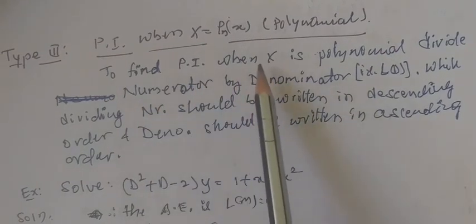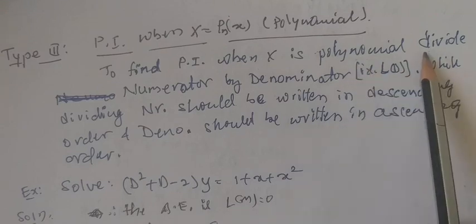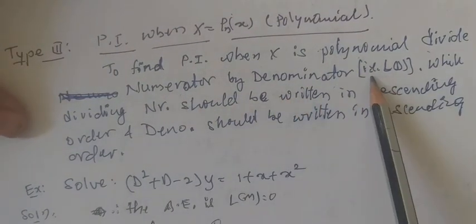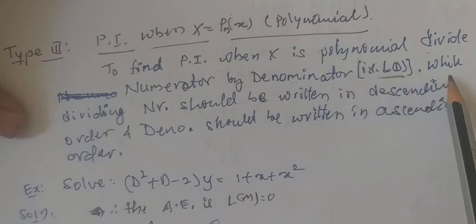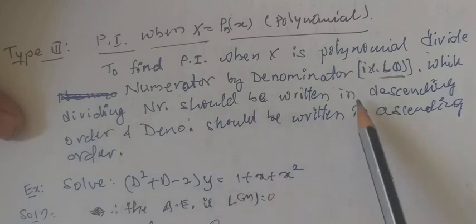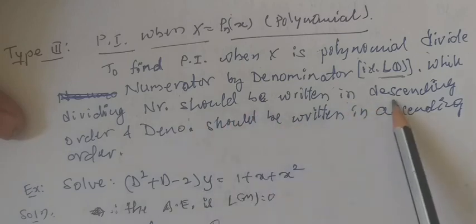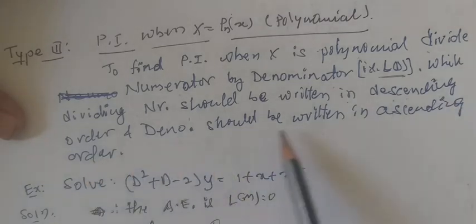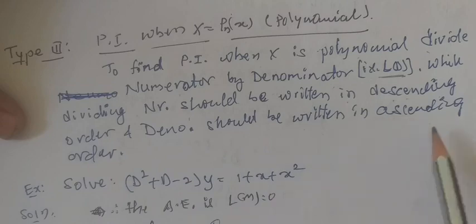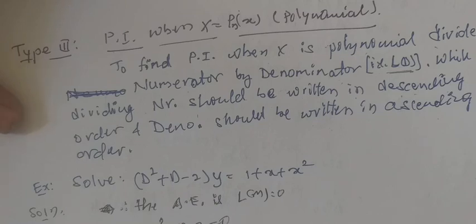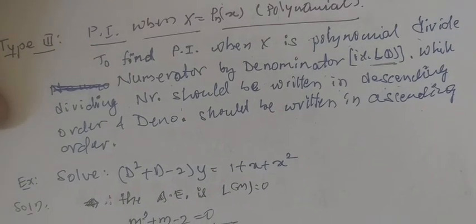To find PI when X is a polynomial, divide numerator by denominator, where the denominator is L of D. While dividing, care should be taken that the numerator should be written in descending order, that is highest power first, then lower powers, and the denominator should be written in ascending order, that is lowest power first, highest power last. Then we have to divide numerator by denominator.